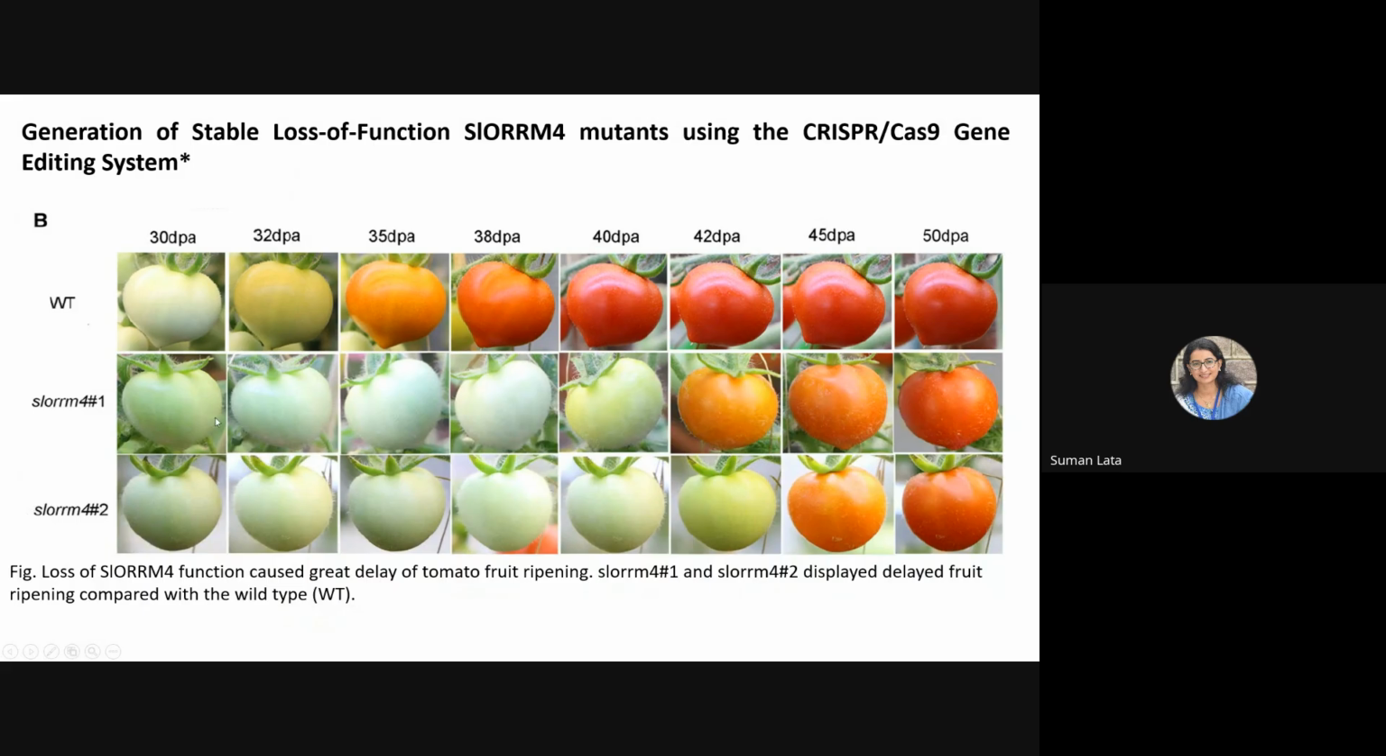So different kinds of phenotype in fruit can be created. This is the wild type, and this is the mutant which is showing the delayed ripening.